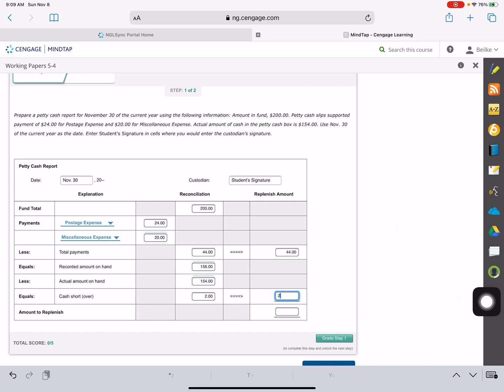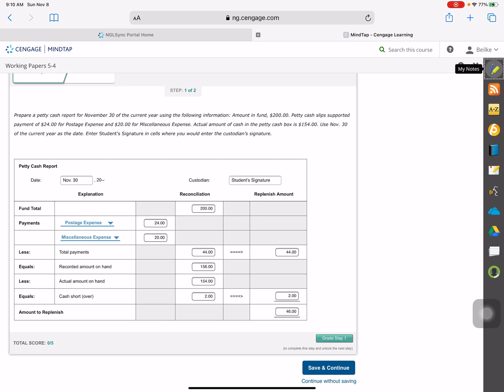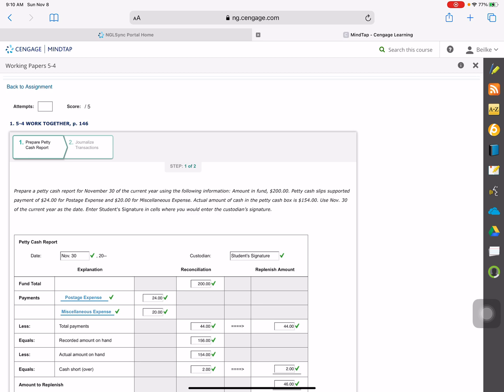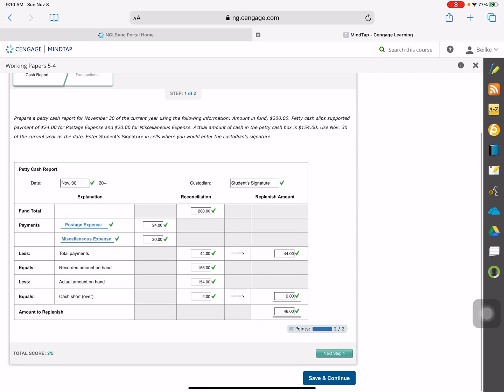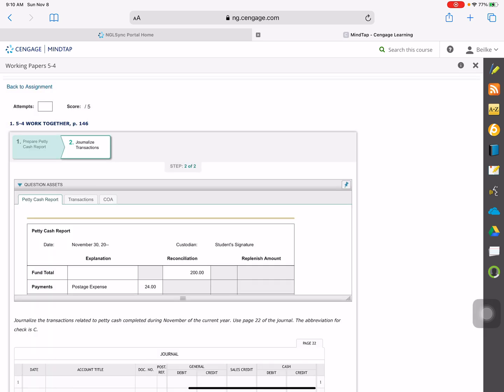So we transfer that $2, just follow the arrow here. We take $44 plus $2, and we have $46 we need to replenish. So we need to go get $46 to replenish our petty cash and get it back up to $200. Okay, that looks good. Now we're ready to go to the next step, which is journalize transactions.